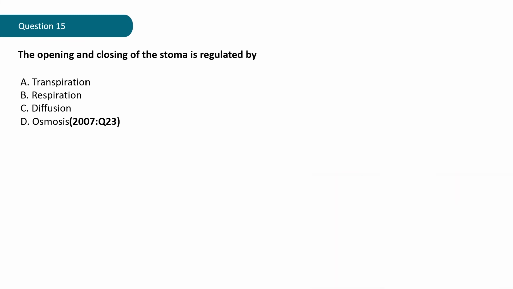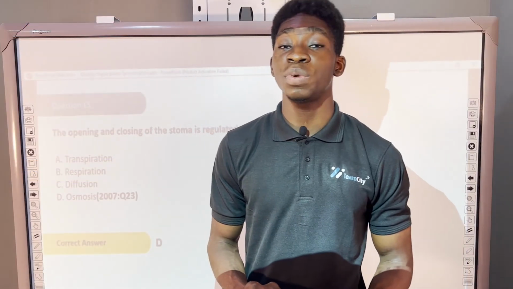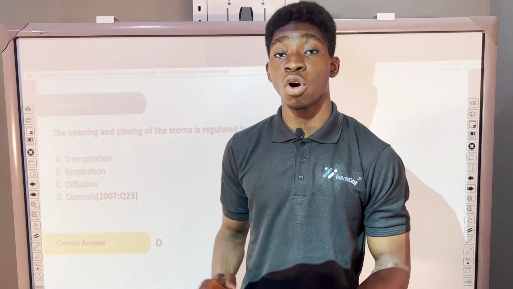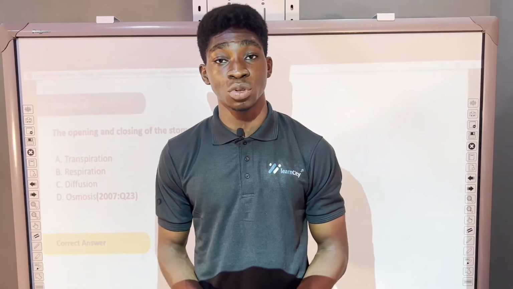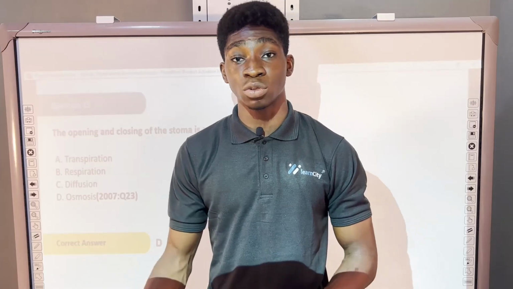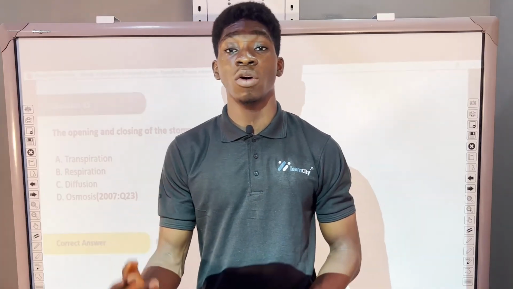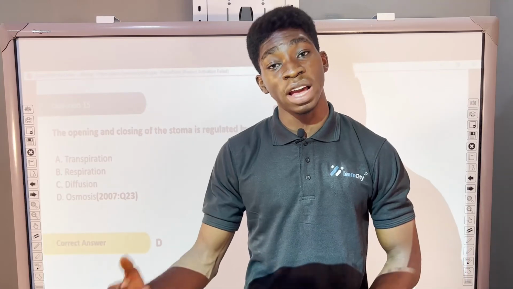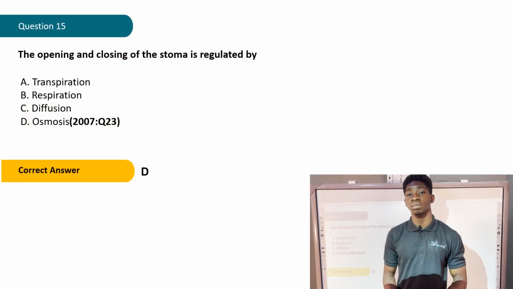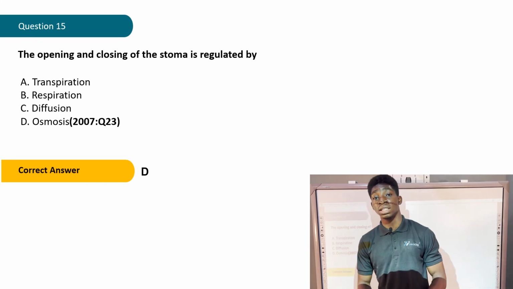Let's see what the correct answer says. The correct answer is D. Osmosis. The opening and closing of the stoma requires a particular pressure. And what brings about this pressure is what we call the osmotic pressure, brought about by the process called osmosis. We all know what osmosis is. Osmosis is the movement of water or solvent particles from a region of lower concentration to a region of higher concentration through a selectively permeable membrane. So the correct answer is D.